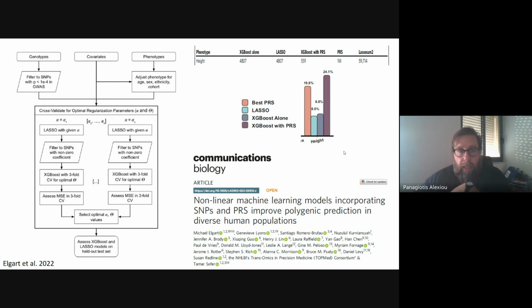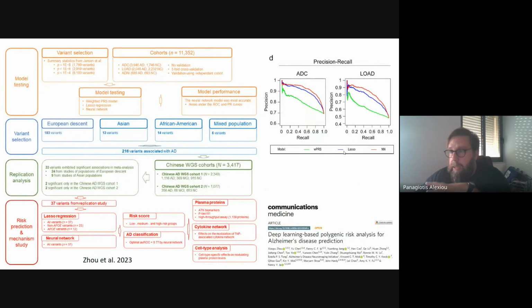Another one, and I think it's the last thing I have, is that people are now using, of course, neural networks, as with many things these days, to predict polygenic diseases. And this is a quite complex flow chart of how this method works.